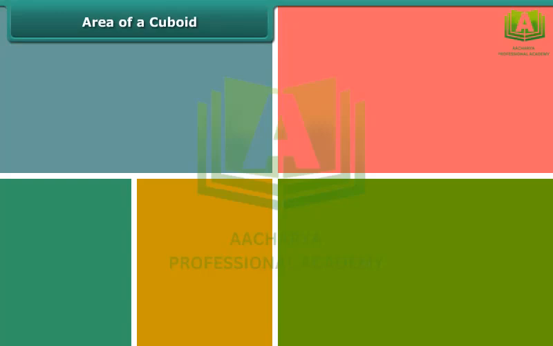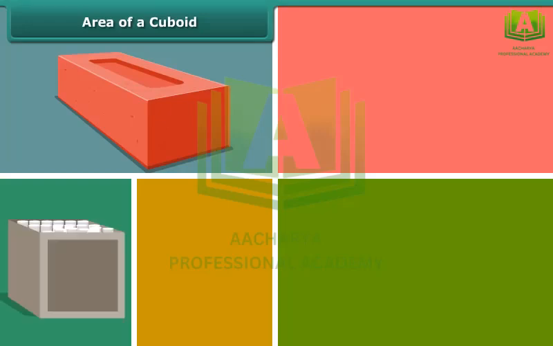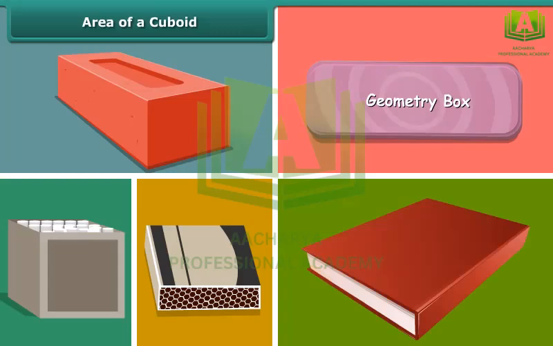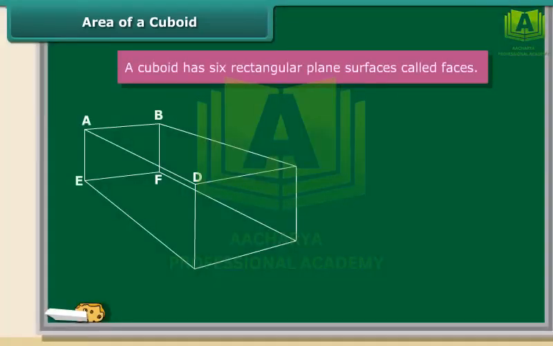Just guess the shape of a brick, chalk box, geometry box, matchbox, and a book. That's right. These are all examples of cuboids. A cuboid has 6 rectangular plane surfaces called faces. So you can say ABCD, ABEF, BCHF, EFHG, ADGE and DCHG are the faces of the given cuboid.